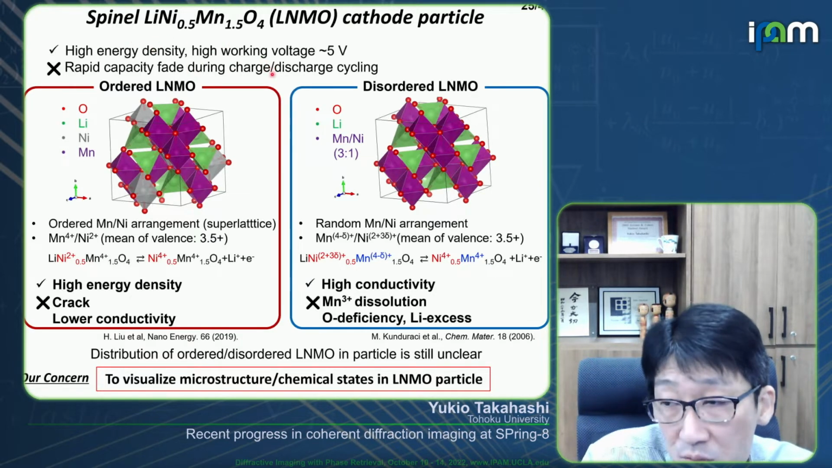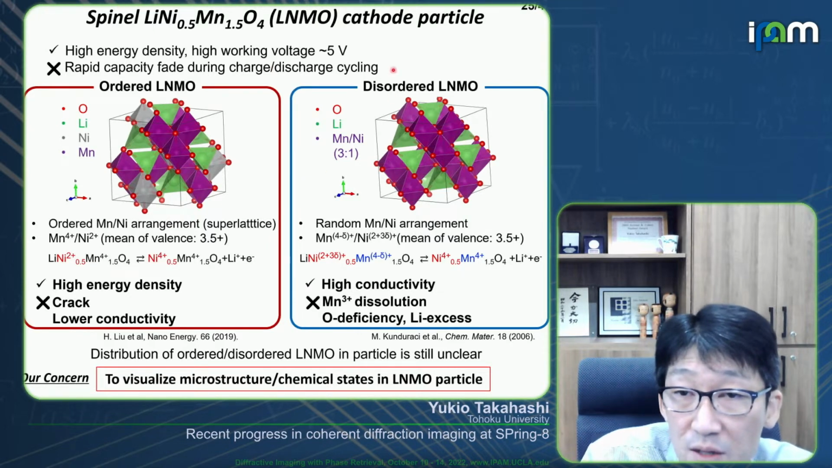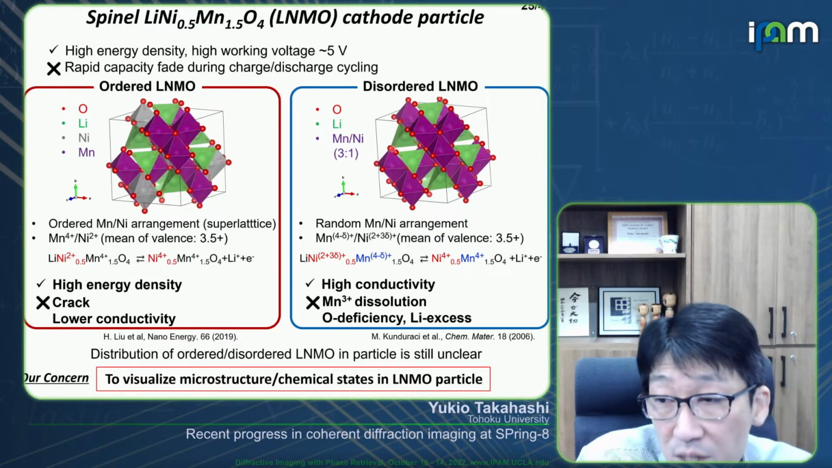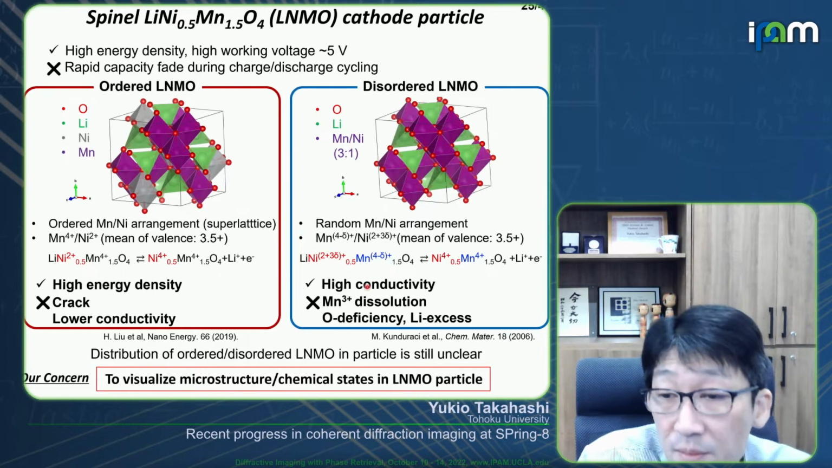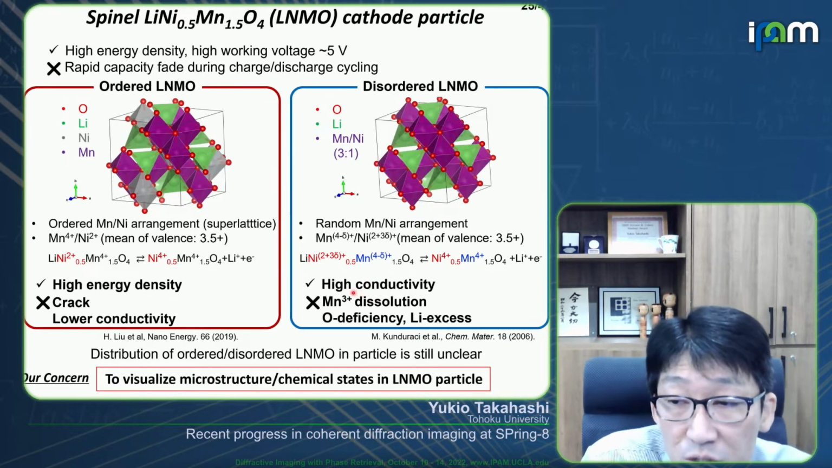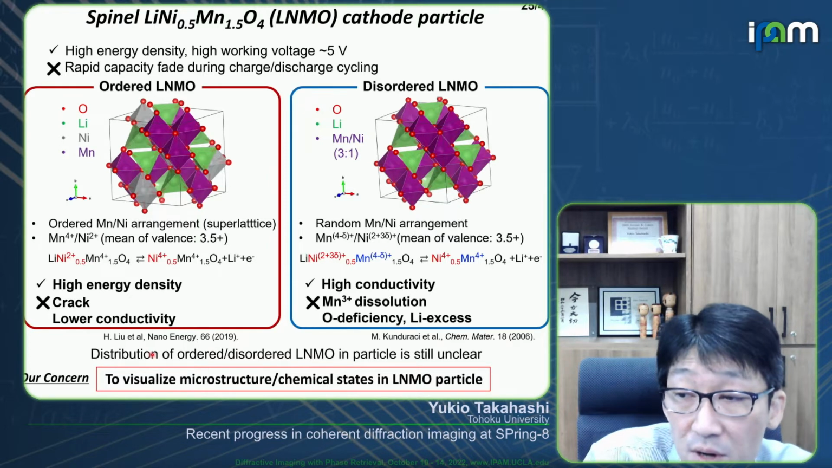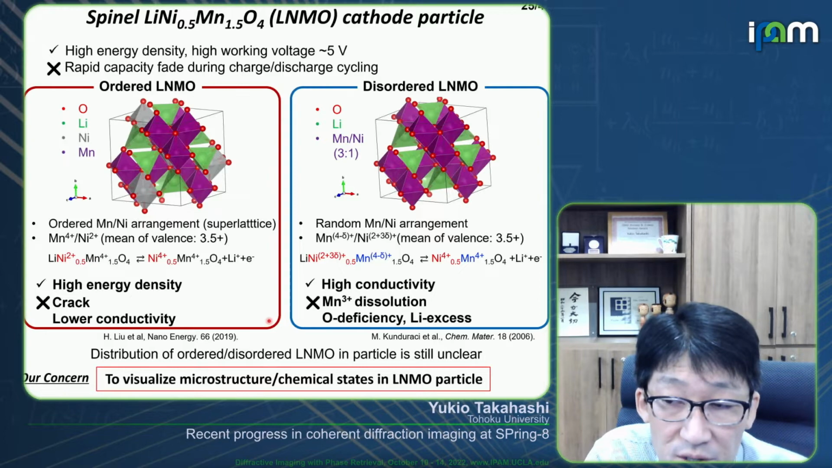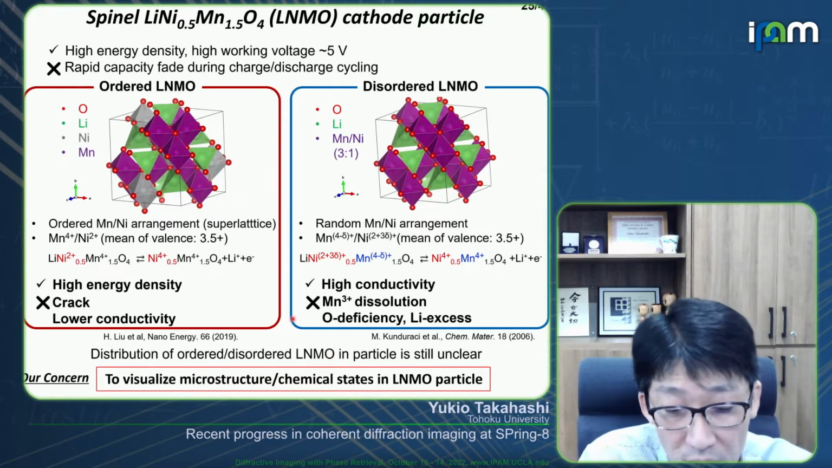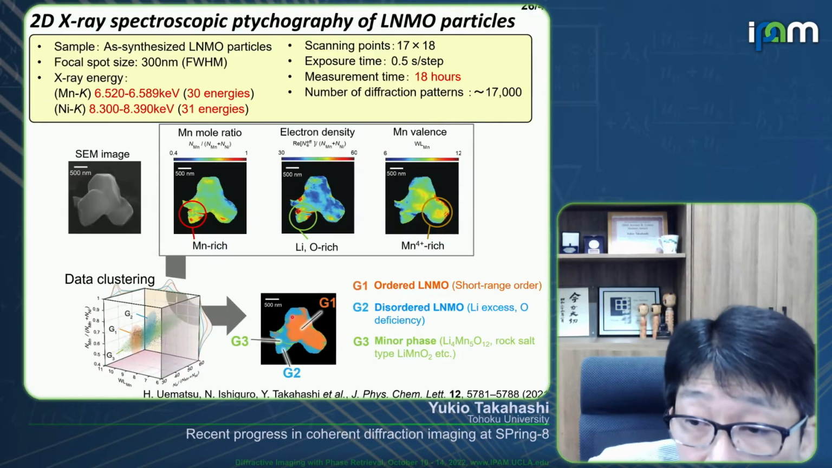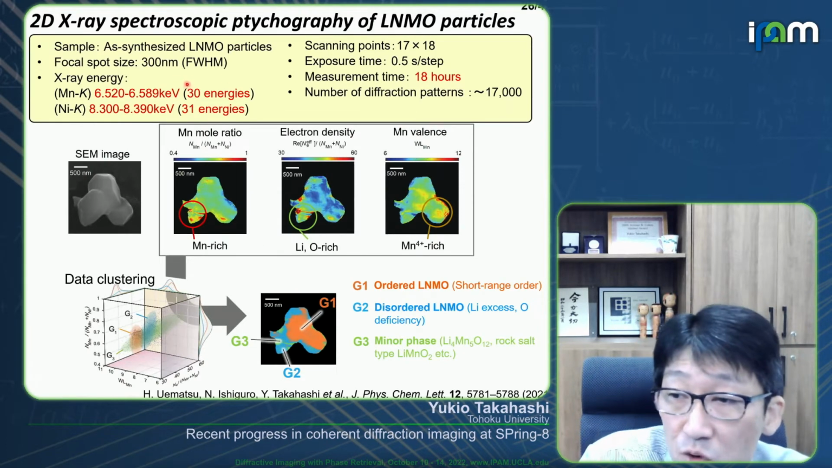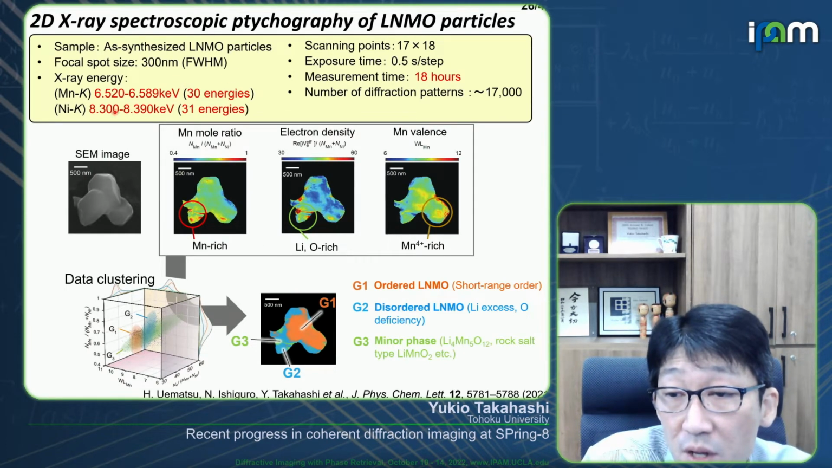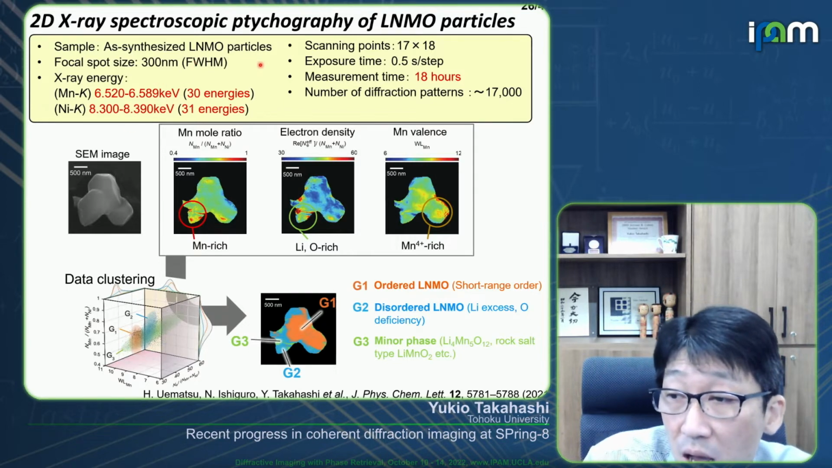There are two types of LNMO, ordered and disordered structures, which have advantages and disadvantages. The distribution of ordered and disordered LNMO at the particle level is unclear. So our concern is to visualize the microstructure and chemical state of LNMO particles. The sample was as-synthesized LNMO particles, and we measured ptychographic diffraction patterns at the manganese and nickel K-absorption edges, and the total measurement time was 18 hours.